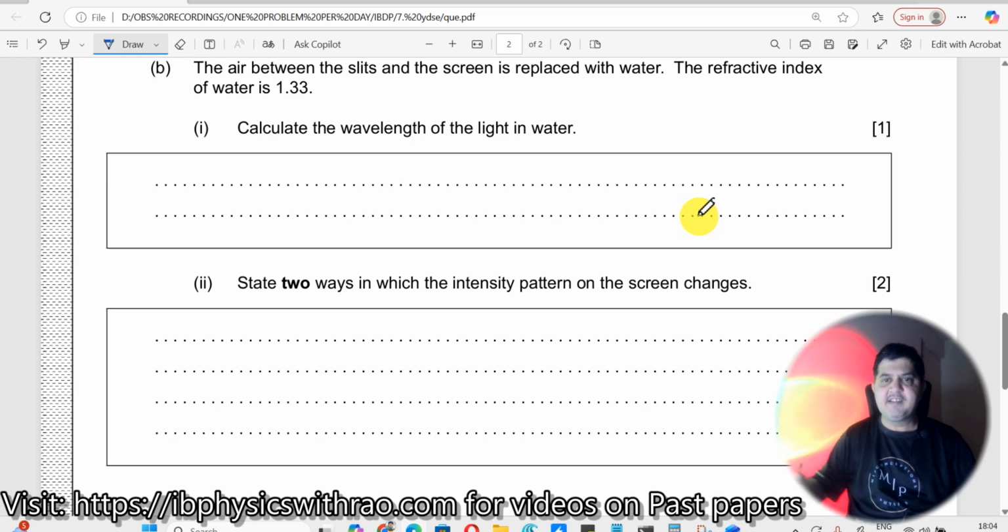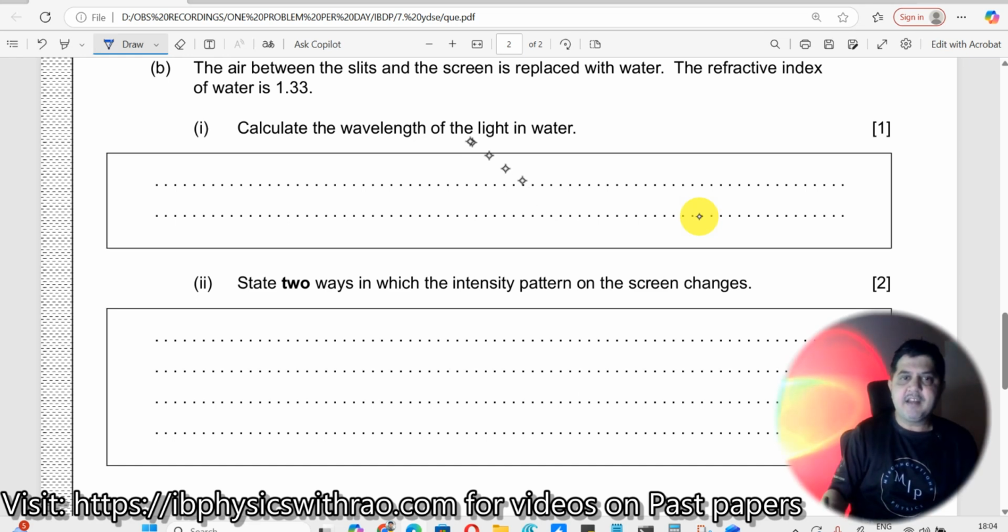The air between the slits and the screen is replaced with water. Take up the entire YDSE, put it inside water. Okay, don't disturb it. The refractive index of water is 1.33. Value of mu is 1.33. Calculate the wavelength of light in water. How do we do this?